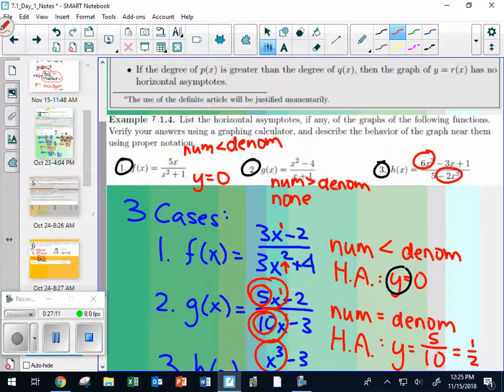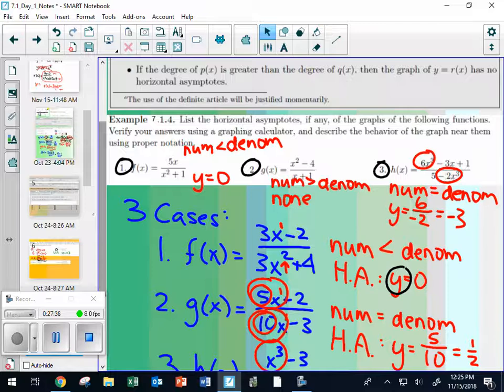So then you have to divide 6 by 2. All right, so the power of our numerator is equal to the power of our denominator. So that means that we have y is equal to the leading coefficient on the top over the leading coefficient on the bottom. And Olivier got -3. Awesome. Great.